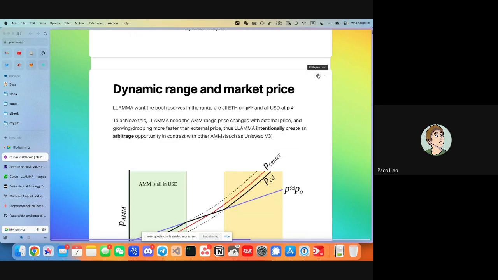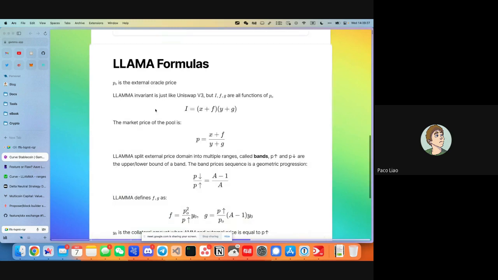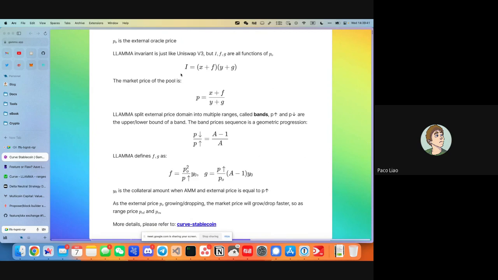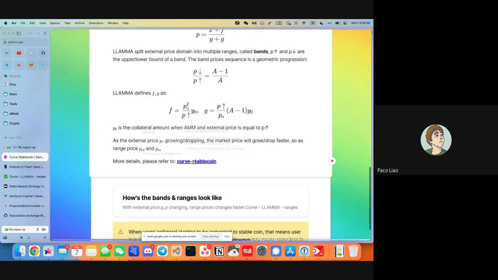All right, let's move on to the next chapter. The AMM formulas. I will not go too deep into the formulas. You can check the white paper if you're interested.